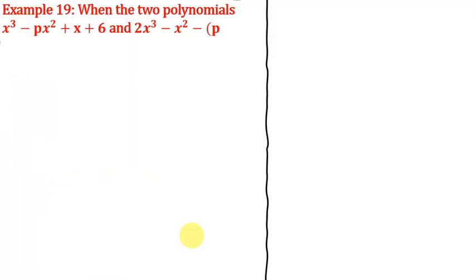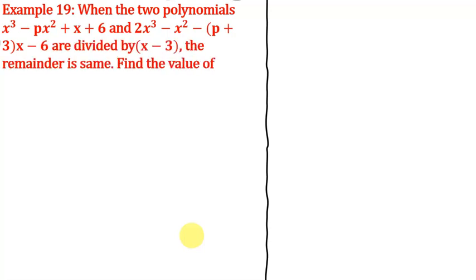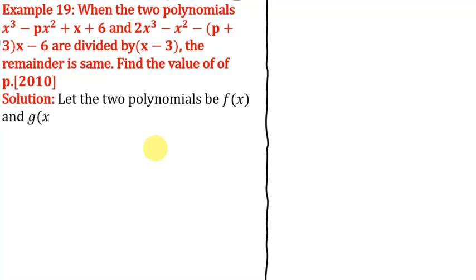Next, example number 19. When the two polynomials x cube minus px square plus x plus 6 and 2x cube minus x square minus (p plus 3) into x minus 6 are divided by x minus 3, the remainder is the same. Find the value of p. Yes, it is here. Let the two polynomials be f of x and g of x. Here f of x is equal to x cube minus px square plus x plus 6.